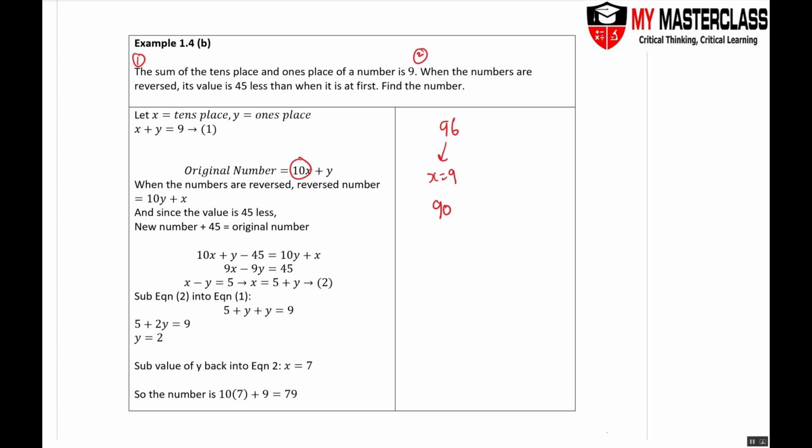Same thing when your number is reversed: the 10 goes to the y instead, and you get 10y plus x. Since this value is 45 less, it means if you take your original number minus 45, you will get the new number. That's how they get this equation: the 10x plus y is the original, and the 10y plus x is the new number.